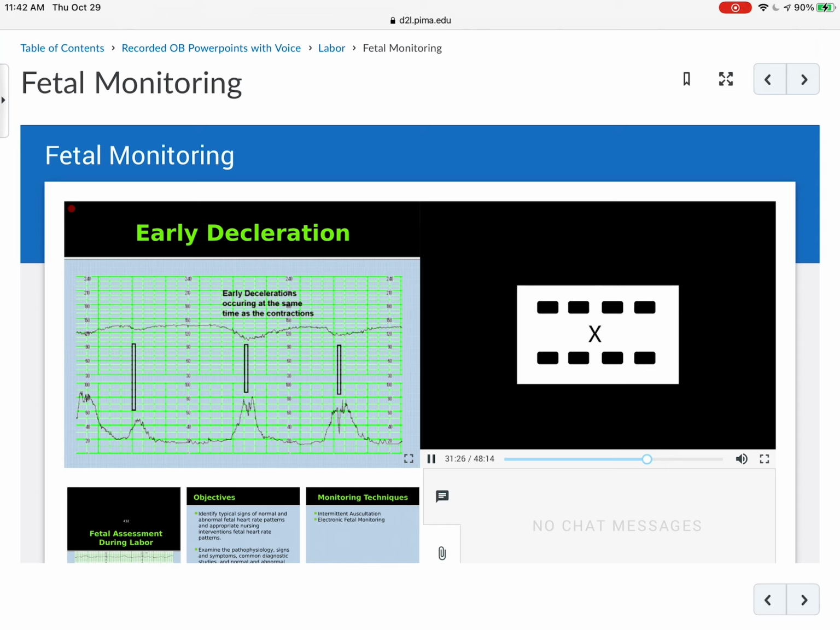Now here we've got a normal fetal heart rate of 130s. Notice those contractions, they almost look like little peaks. It's probably because the patient is pushing. She's pushing, and that's where you see the peak, and then she takes a breath, and then she pushes again, and you'll get another peak.